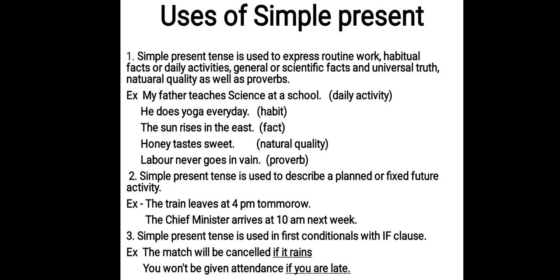As you can see in the example, the match will be cancelled if it rains. If it rains is the conditional clause, which has been written in simple present. You won't be given attendance if you are late. If you are late is the conditional clause that has been written in simple present. So these are the most important uses of simple present tense. I hope it's clear to you now and you will be able to use correct form of verbs and correct uses of simple present tense.